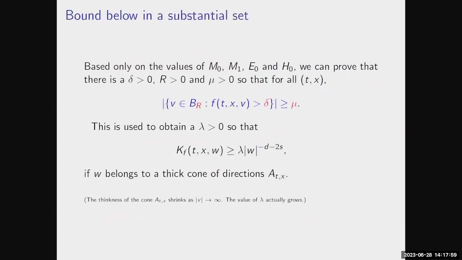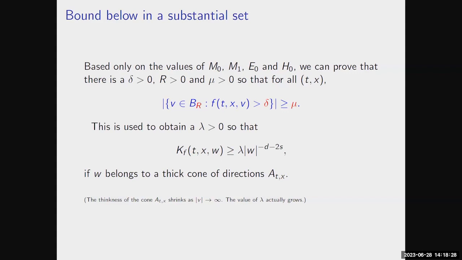So what we can get is a certain cone of directions in which the kernel is bounded below. So let's see how we get that. Let's suppose that all we know is that the mass is bounded below and above, that the energy is bounded above by this constant E0, and the entropy is bounded above. Then one can prove that the function f is larger than some constant in a set of measure at least mu. This is relatively simple.